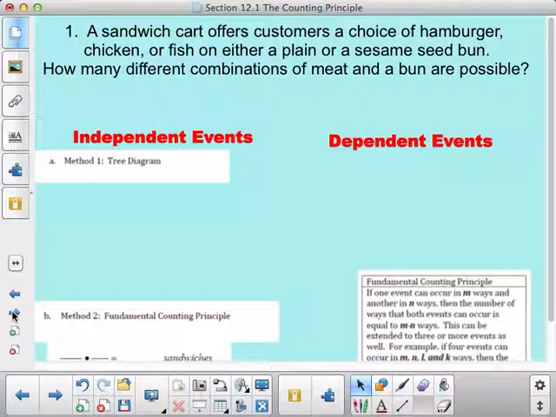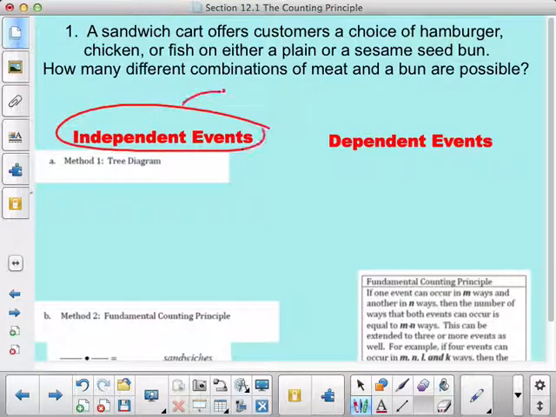So let's look at example 1. A sandwich cart offers customers a choice of hamburger, chicken, or fish on either a plain or a sesame seed bun. How many different combinations of meat and a bun are possible? Well, first thing I would ask myself is, are these independent or dependent events? Does what I have for meat affect what I have for bun on my sandwich? No. So I would make them independent. The choice of meat does not affect the bread.